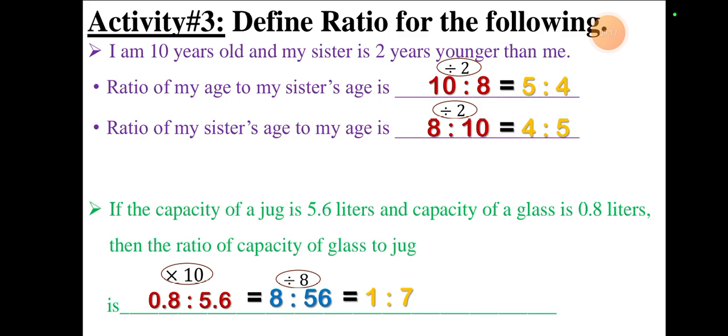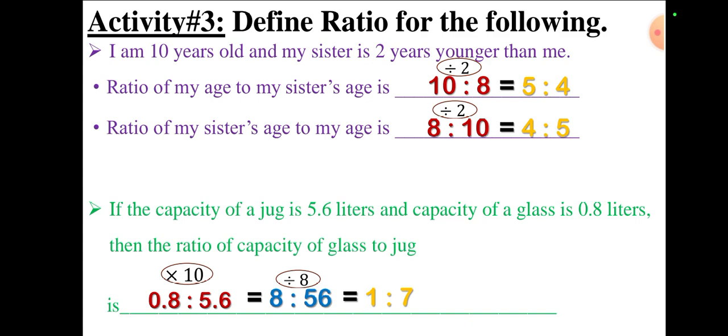Define ratios for the following. I am 10 years old and my sister is 2 years younger than me. We did that yesterday. The ratio of my age to my sister's age is 10:8, so I'll divide by 2 and I'll get 5:4, which is in simplified form. The ratio of my sister's age to my age: first of all I write my sister's age, that is 8, and my age is 10, so I write 8:10. That can also be simplified by dividing by 2, and I'll get 4:5.